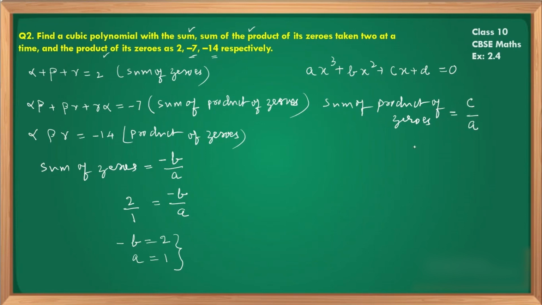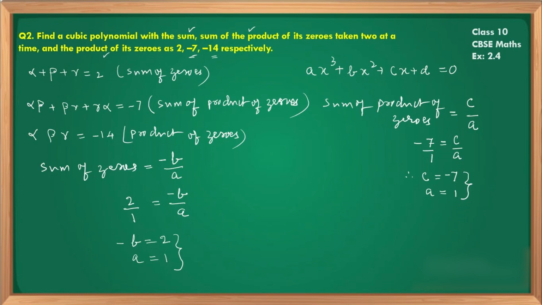Sum of product of zeros is equal to minus 7, and that is equal to c by a. And in the denominator you don't have anything, so you can put 1. Now here the value of c is equal to minus 7 and a is 1. We could find out these values also. You can observe that a is equal to 1 here also, and a is 1 in the first case also.